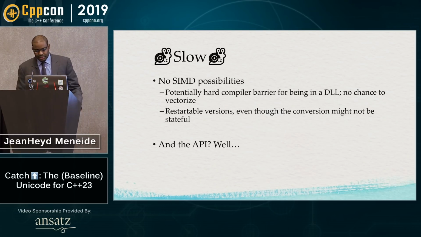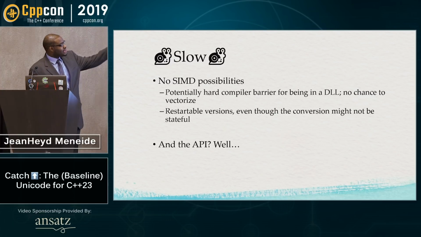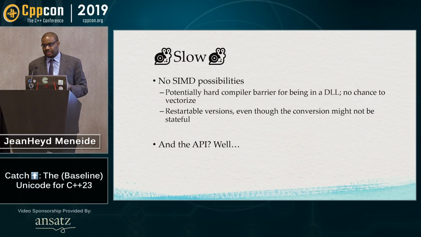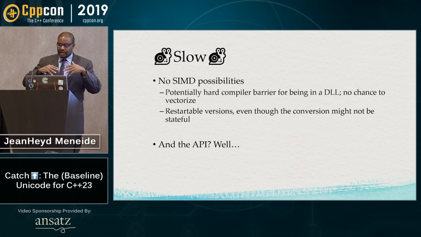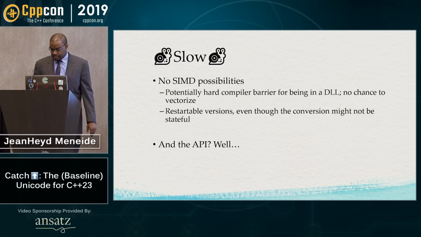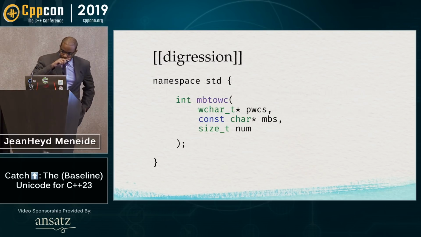There's no SIMD possibilities, right? Because the function that's called is usually compiled into libc or glibc or the VC++ C library, and so that's usually hidden behind a DLL or a compiler barrier. So there's no way for the compiler to see what's going on inside of that and optimize the whole loop and get you all of the SIMD or vectorization possibilities. And also the restartable versions have a little bit of code overhead, and the only versions we have for the char16, char32_t conversions are restartable. So we're a little bit hosed there.